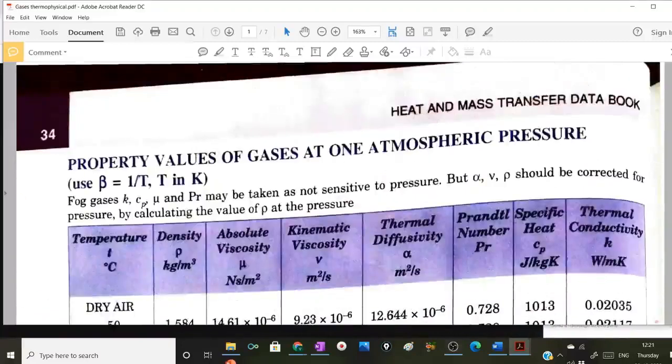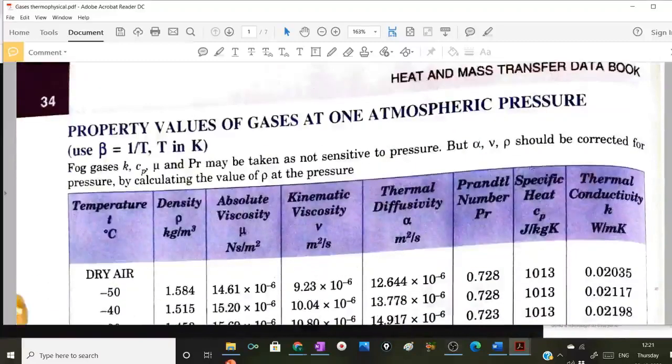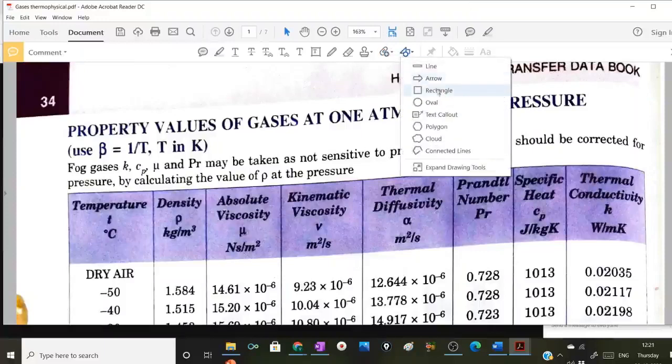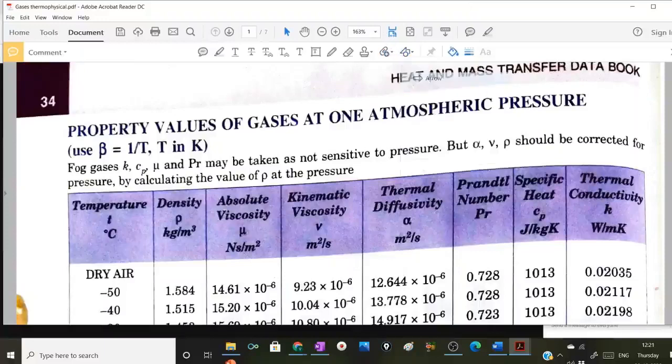Let us start once again what I was talking about. In the heat transfer data book on page number 34, various thermophysical properties like rho, mu, nu, alpha, Prandtl number, Cp and K of gases as a fluid are given. And these thermophysical properties are at 1 atmospheric pressure. I would like to underline this word, atmospheric pressure.